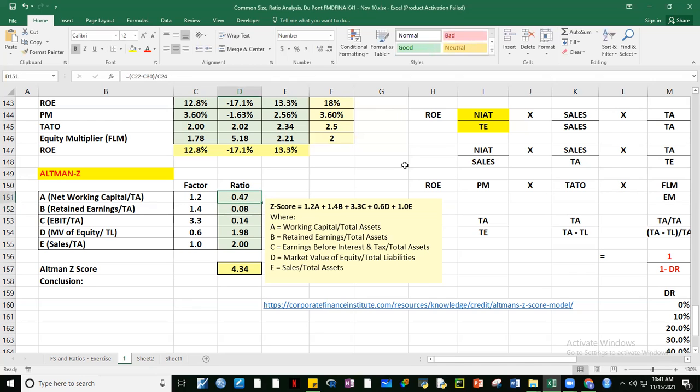0.47. Tapos yung sum product natin will be sum product ng factor, yung factor given na ni Altman, no? And then multiplied by the ratio. So we use the sum product function of Excel. Ang gagawin niyan, kukunin niya muna yung product, individual products, and then isa-sum up natin. Okay, which is precisely the formula for the Z-score.